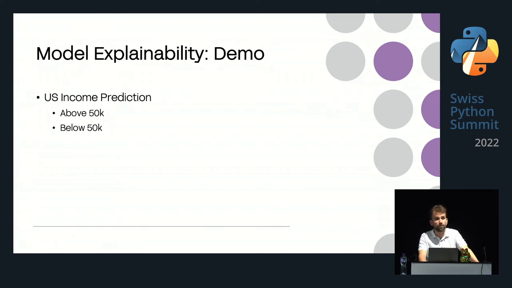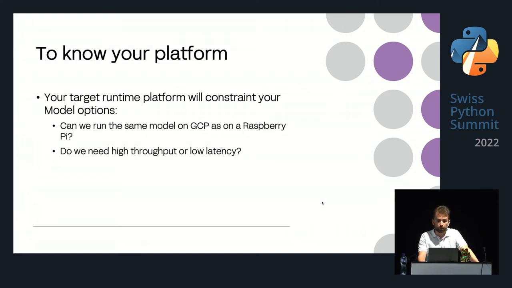The last part I would like to talk about is to know your platform, because your target runtime platform is really important in order to make a successful deployment. Are you running on Google Cloud? Are you running on a Raspberry Pi? Do you need high throughput or do you need low latency?